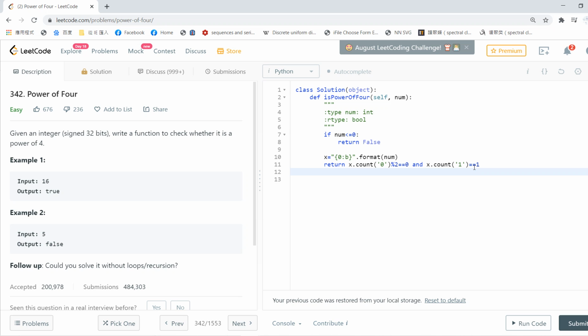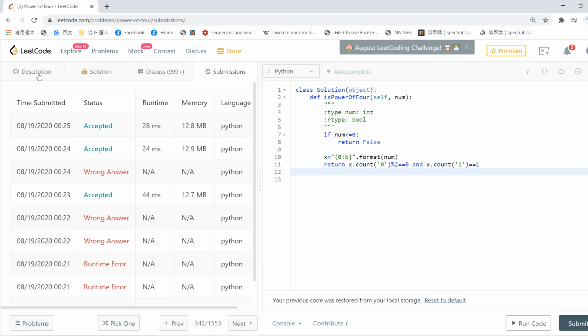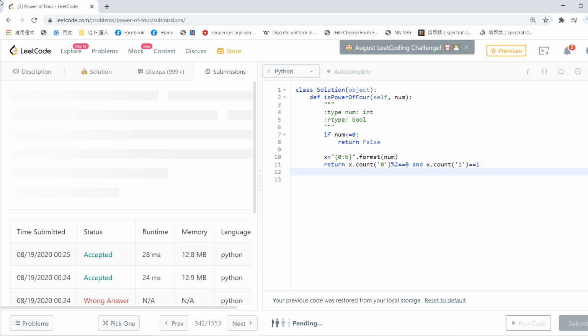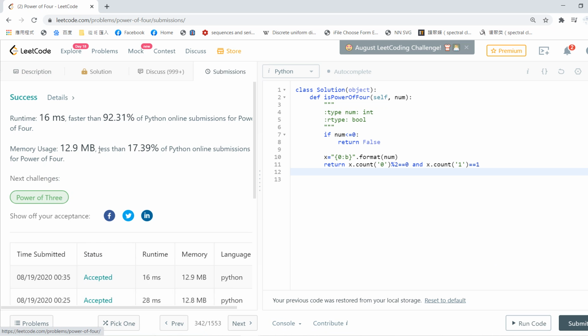For example, 100 is 4, and 10000 corresponds to 16. The result looks okay, but not very fast. Oh, you see, it's very fast, so really good, right?